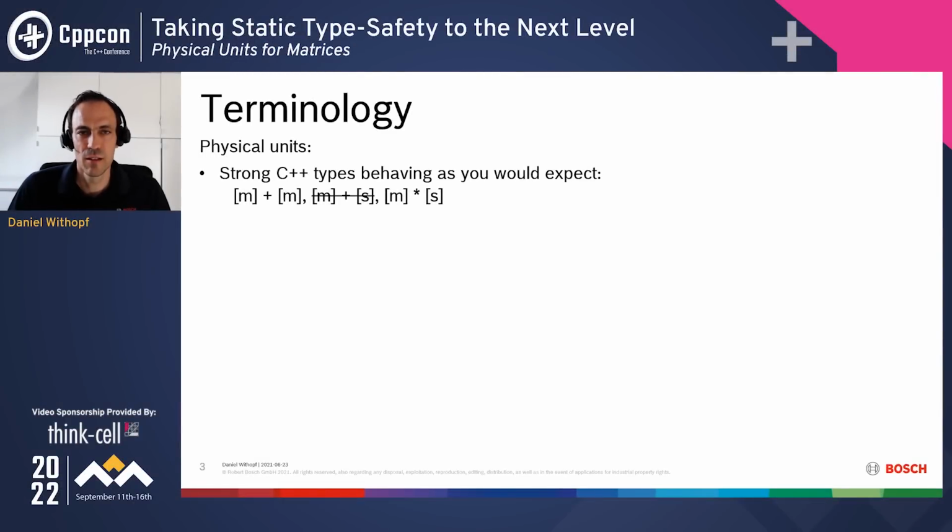Before we dive into the details, I want to start a little bit with the terminology and background that we need for the talk. If you haven't heard about physical units libraries or haven't used them, that's not a big issue. You can simply think of them as being strong C++ types that behave as you would expect. So for example, if you have a physical quantity of meters, then you can add a second physical quantity that also has a physical unit of meters to the first quantity. You cannot add two physical quantities with a unit of meters and seconds because the units do not match up. And you also can multiply any two physical units with each other and get a valid physical unit as a result.